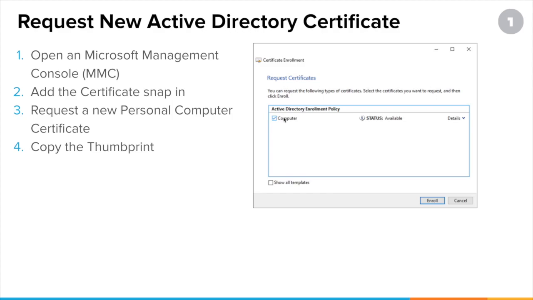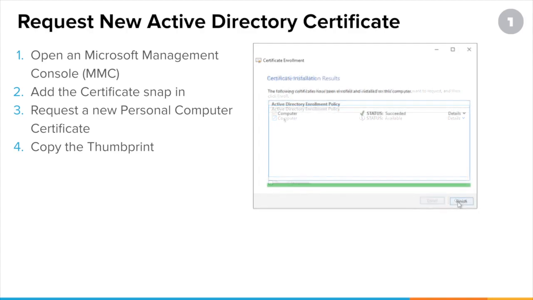This is, by the way, one of the reasons that you can only install the Active Directory connector software on member servers when we are configuring Windows Domain Authentication. The certificate process does not work very easily on domain controllers. So nice and clean process if we are using member servers. So check computer, click enroll, give it a second, click finish.